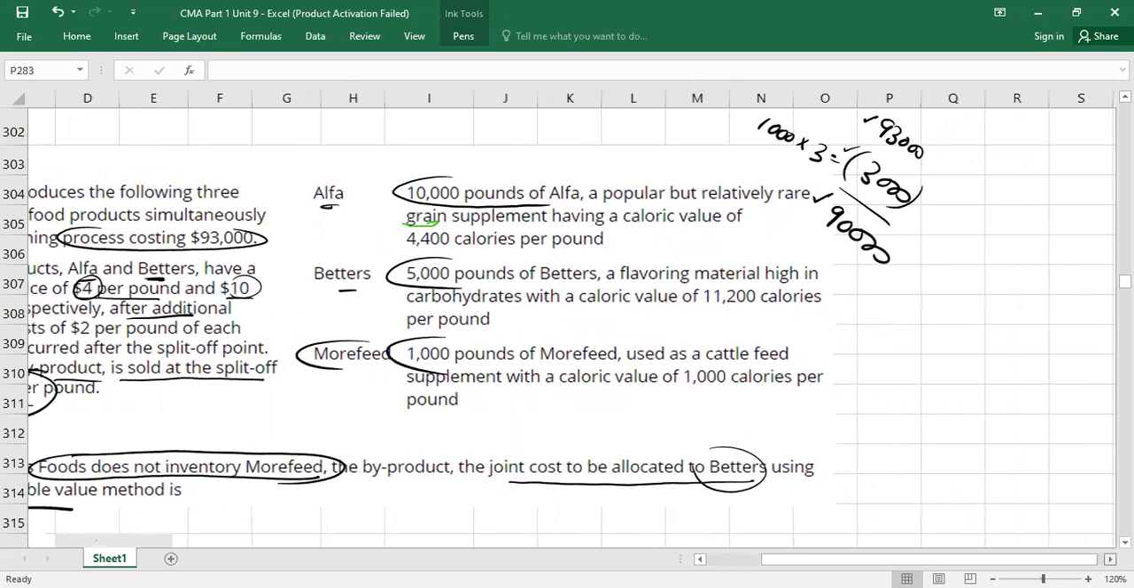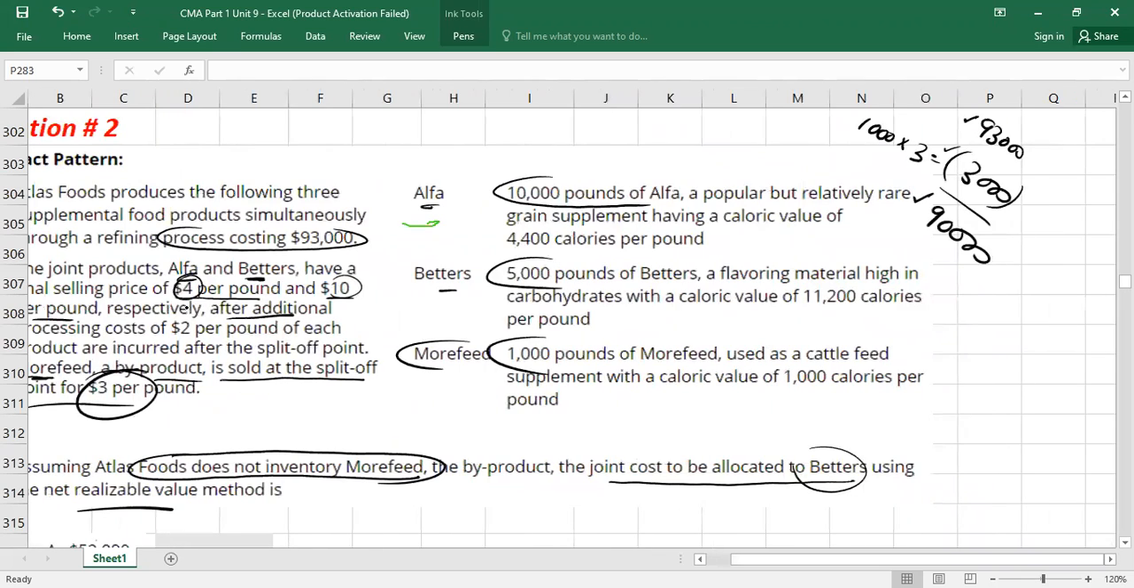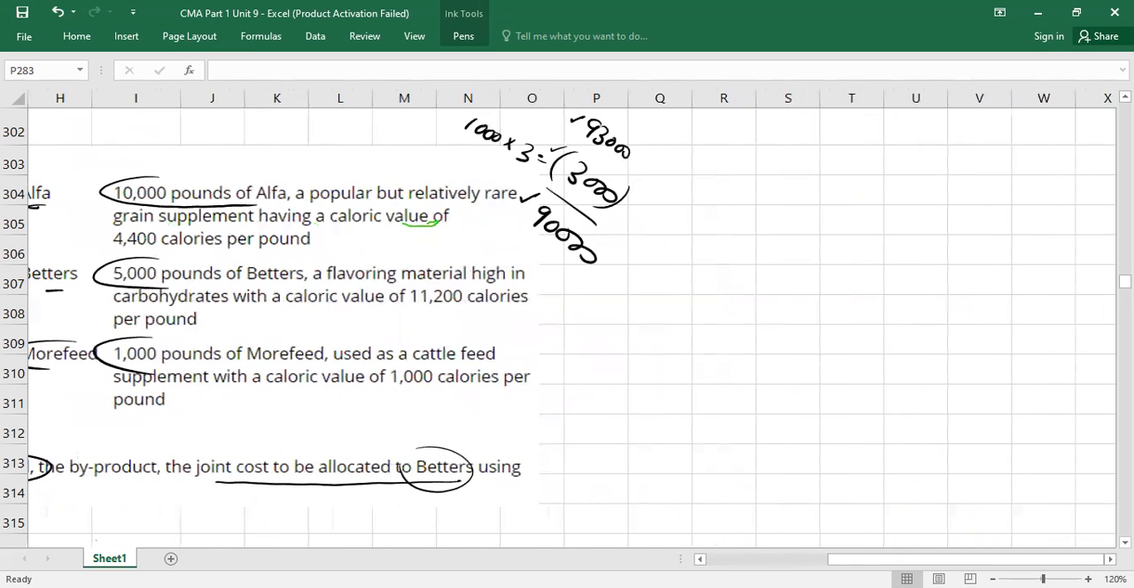How will you allocate? This is how you will do it now, guys. Remember the price data: it is 4, 10 is the sale price. Processing cost is 2 per pound. I'm going to solve here. You have to apply the NRV method. First of all, you will write the name of the product. You have products alpha and beta, A and B. Don't write byproduct. Please don't allocate common cost to the byproduct. Just write the main products, alpha and beta.